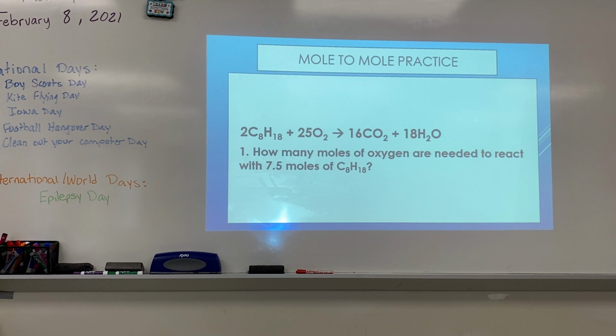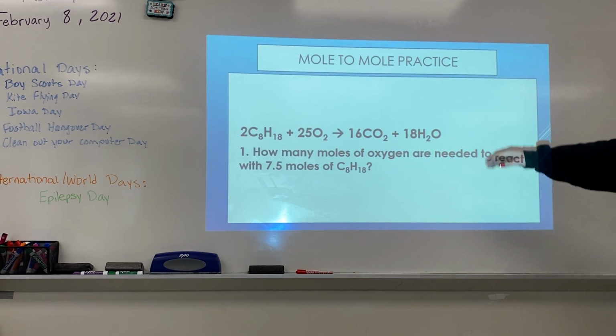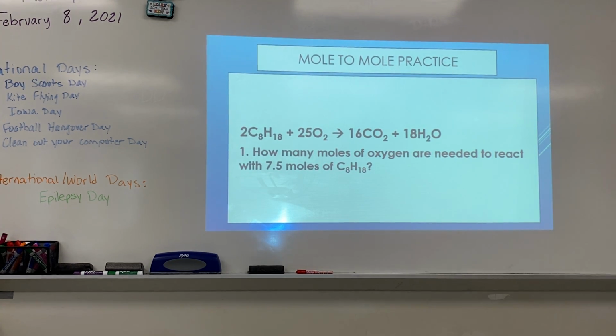So how do you solve? Start with what you're given. Do your picket fence. Use your mole ratio. Your numbers from your mole ratio come from where? Coefficients in your balanced chemical equation, which is provided. Set up your picket fence. Do the math. You may need a calculator. You can use your phone for this one.